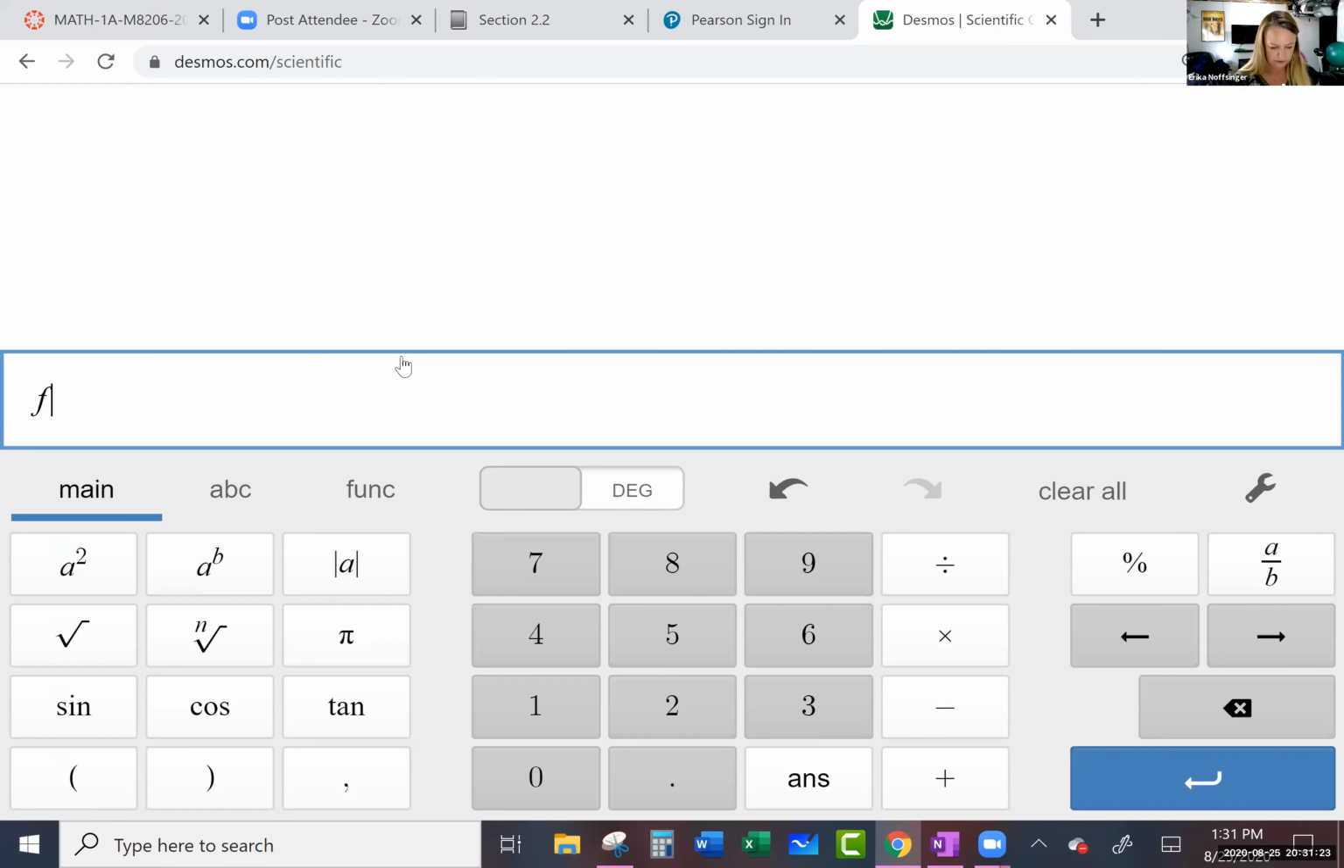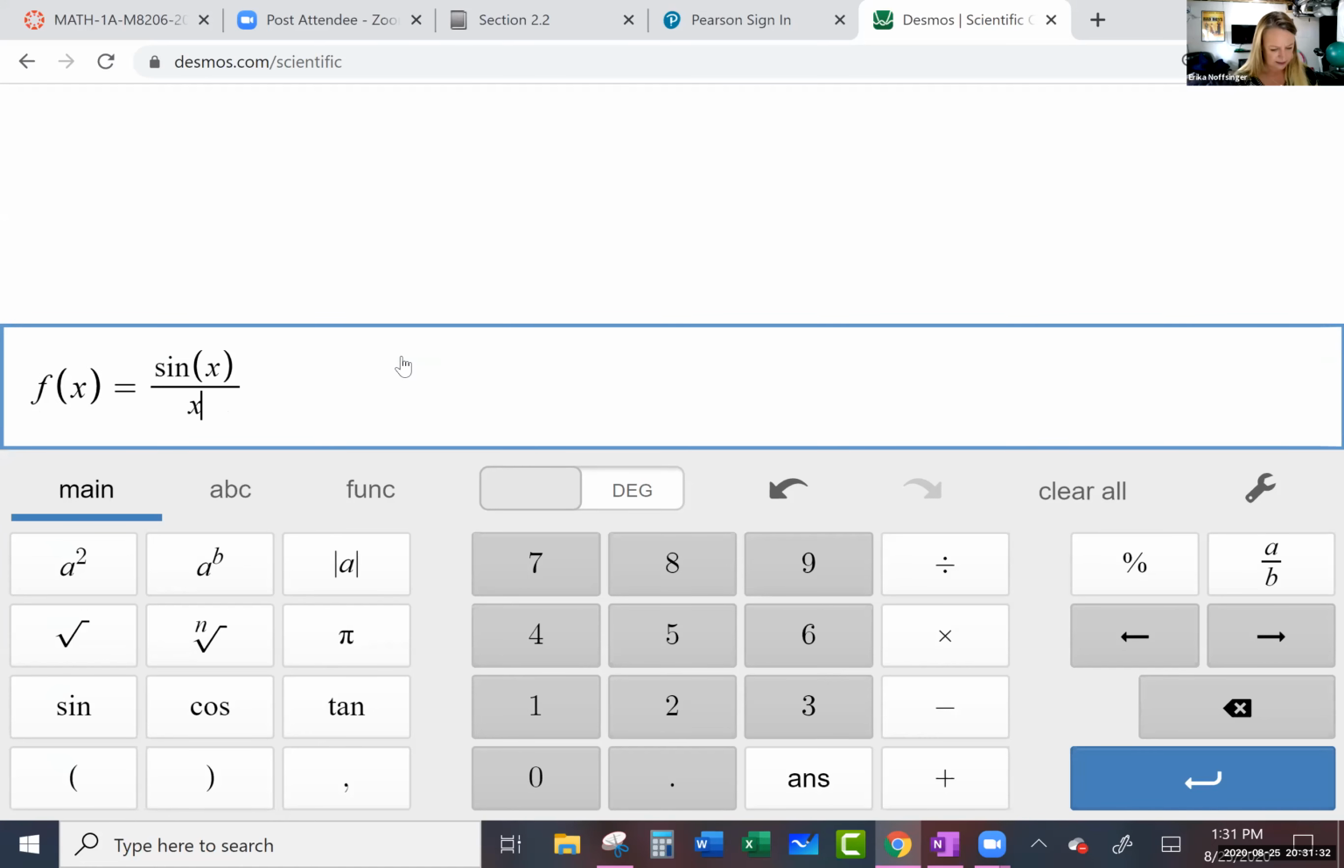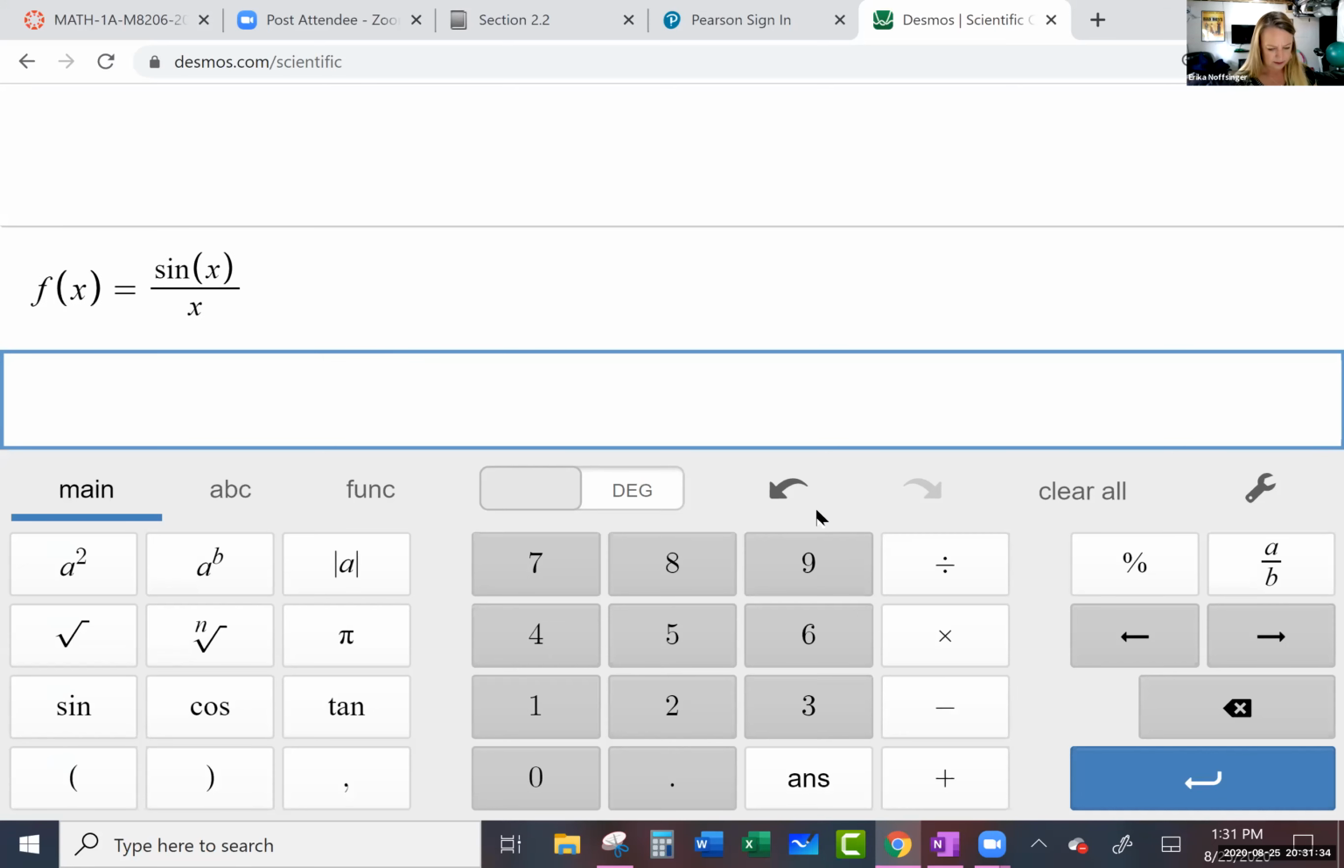Okay, so x is equal to sine of x divided by x. Aha. Notice here, it was on degree. Let's see what happens. Sorry about that. And I even mentioned that you probably should have it in radians.